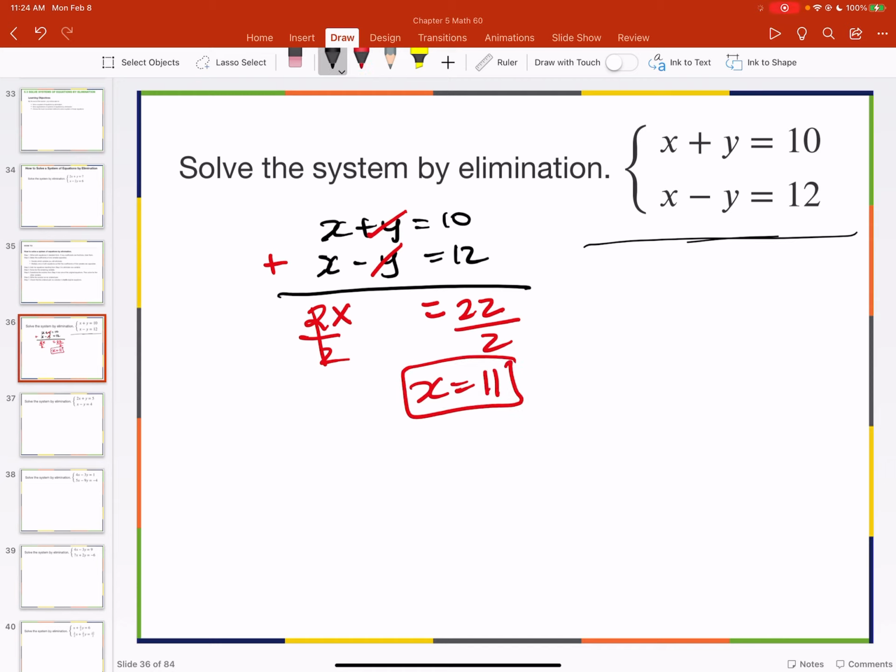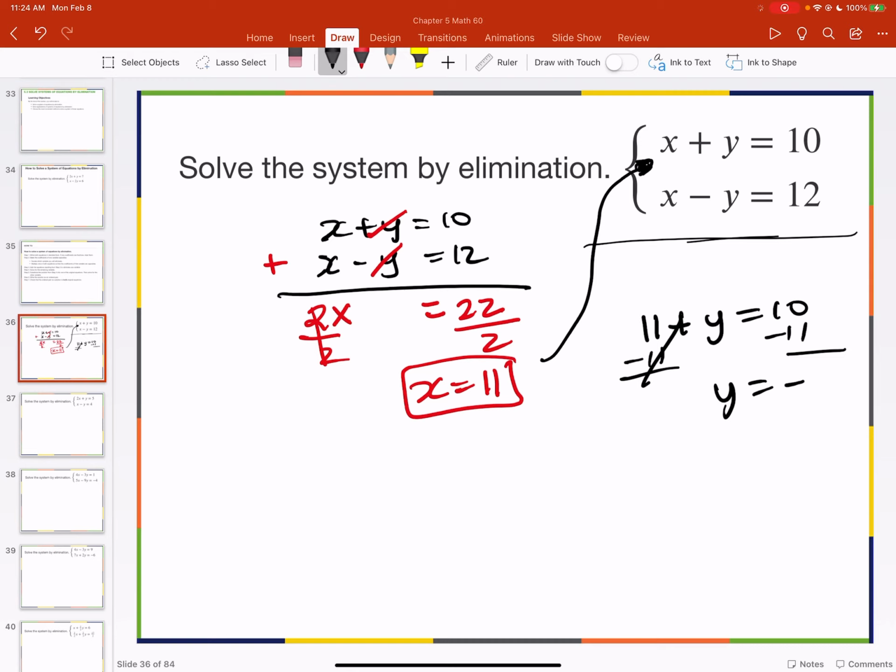And then in order to solve for y, you could just plug it into any one of these. So I'll just do the first one. Looks easier. 11 plus y is equal to 10, and then subtract 11 from both sides. And then we get y is equal to negative 1, okay? So that's your answer. Your answer will be 11, negative 1.